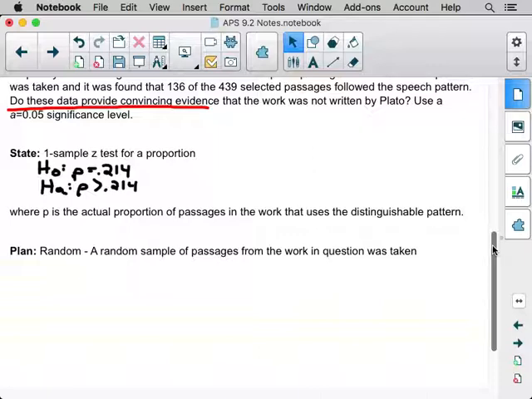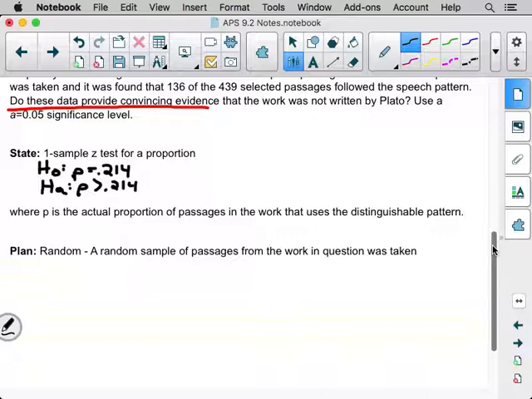So we sampled 439 passages, and they're saying we would expect 21.4% of them to be this pattern. All right. So if I multiply 439 times 0.214, that gives me expected successes is 93.946. And then the rest of them would be our expected failures.